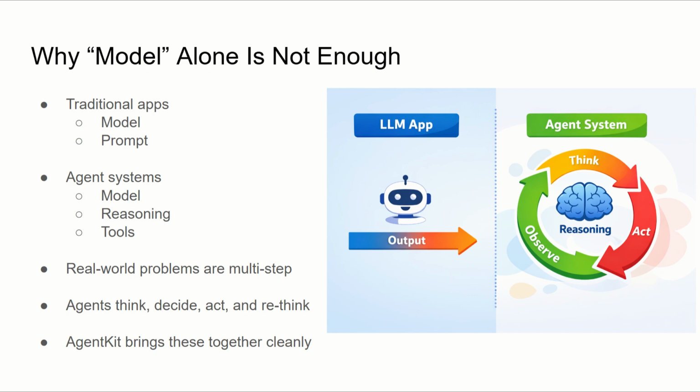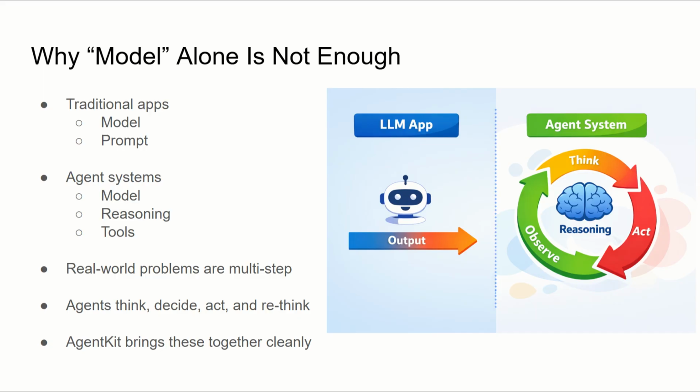AgentKit is designed around this idea. It doesn't force everything into a single prompt. It gives you clean separation between thinking, acting, and observing. And once you see this separation clearly, designing agent systems becomes much more intuitive.